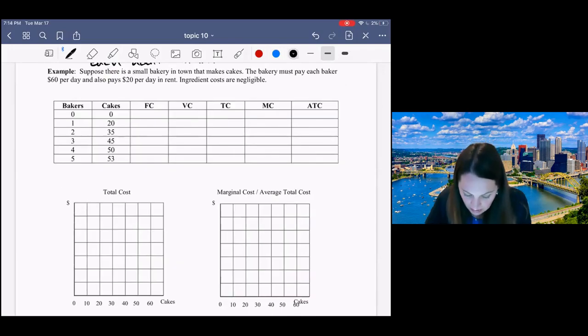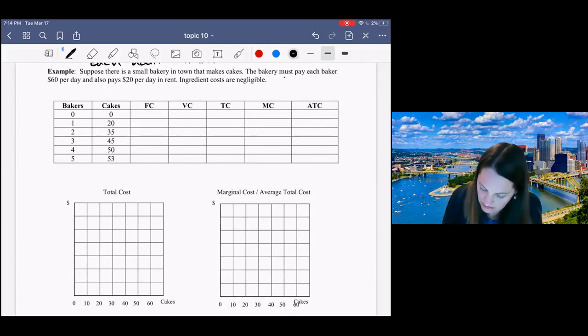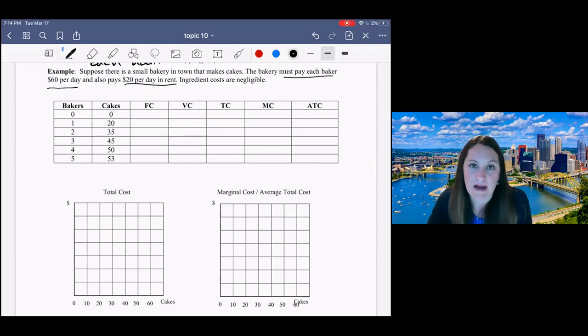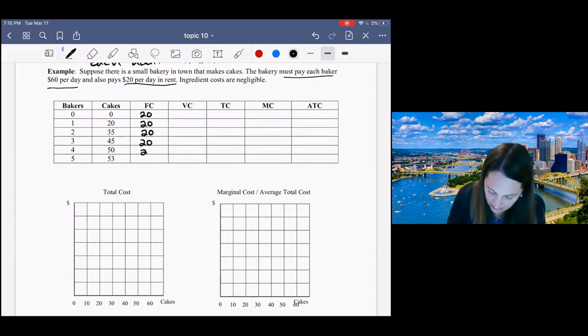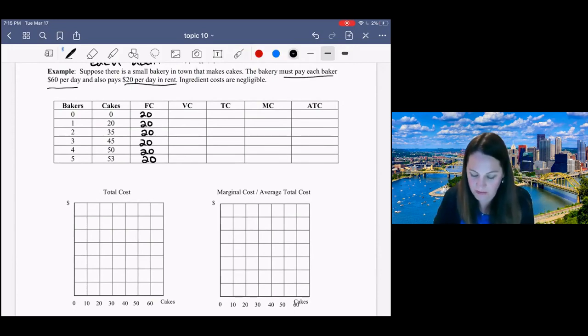In this example, we've got a small bakery, and that bakery has 2 different costs. A variable cost, which is the amount that they pay each baker, and a fixed cost, which is their rent. Remember back to the last video, variable inputs vary with production. So if I want to produce more cakes, I'm going to have to hire more bakers. Fixed costs do not vary with production. So no matter how many cakes I produce, my rent is always the same. My fixed cost, no matter how much I produce, is going to be $20.